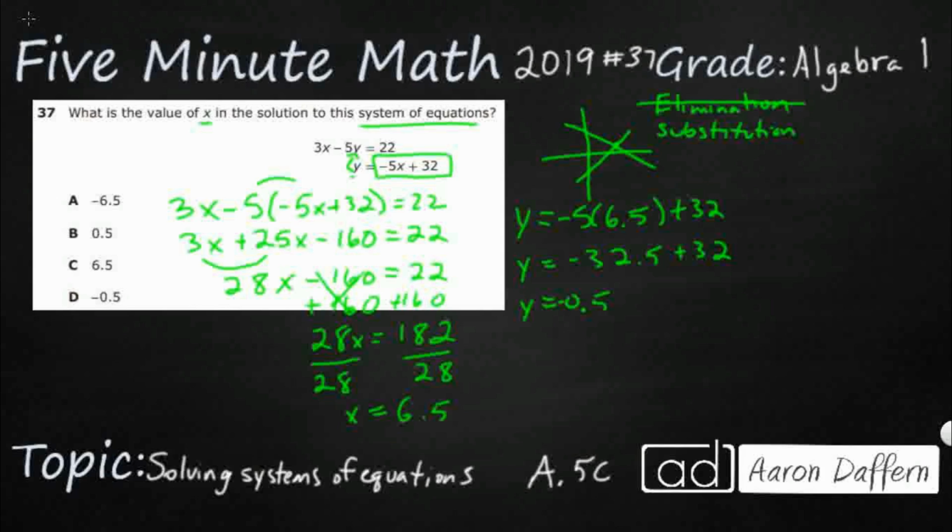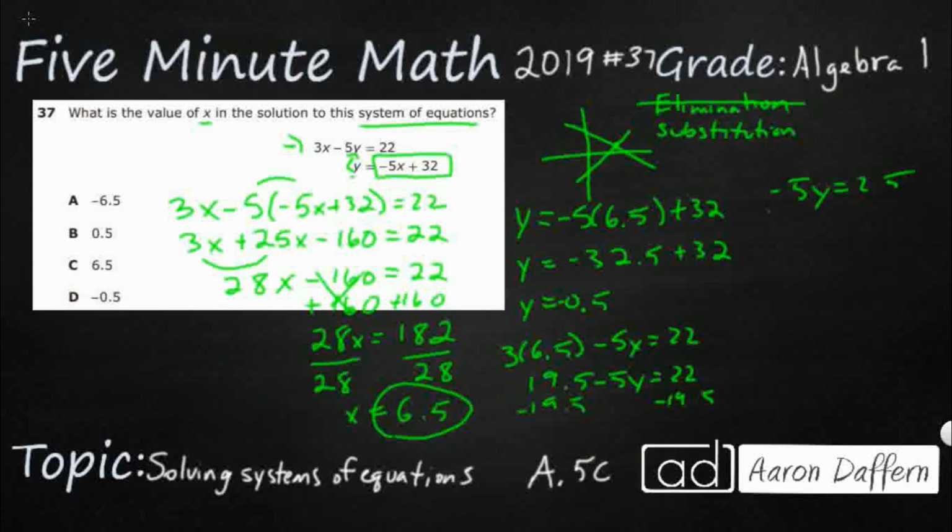But let's see what happens when I plug this in to this one right here. Should get the same y value if I solve for y. 3 times 6.5 minus 5y equals 22, right? So that's going to be 19.5 minus 5y equals 22. Subtract 19.5 from both sides, right? So 22 minus 19.5, you're going to get 2.5. And then, yeah, let's divide both sides by negative 5 to isolate that, and guess what you're going to get? You're going to get negative 0.5.